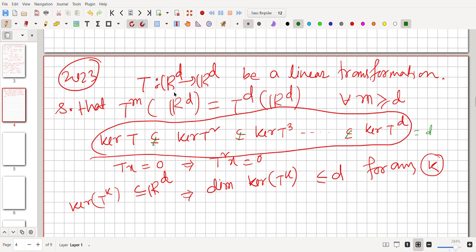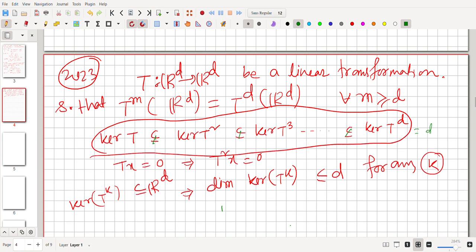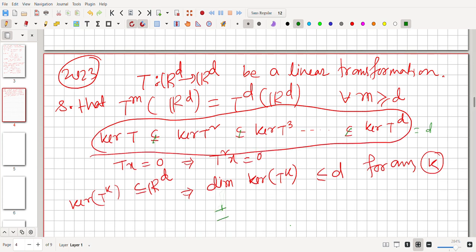It might happen that the kernel of T power 3 can be R to the d, but if that is true, then that is inside the kernel of T power 4, and the kernel of T power 3 is R to the d. I'm just writing it in this way; if you can't understand, please comment there.